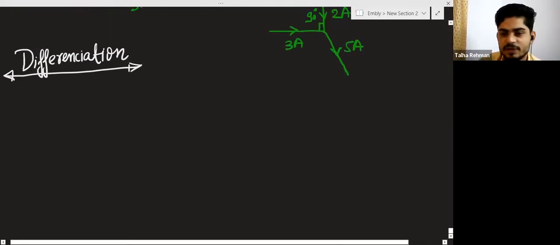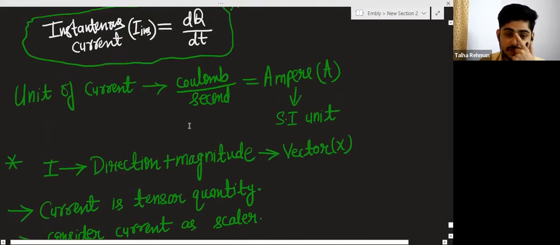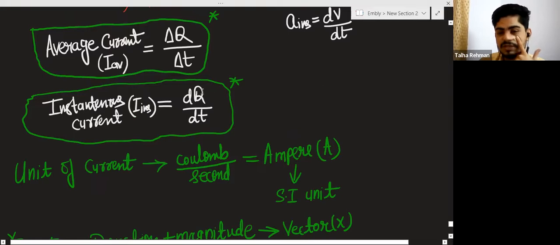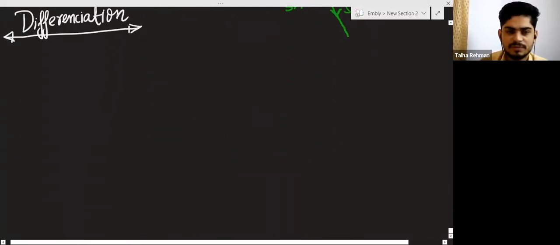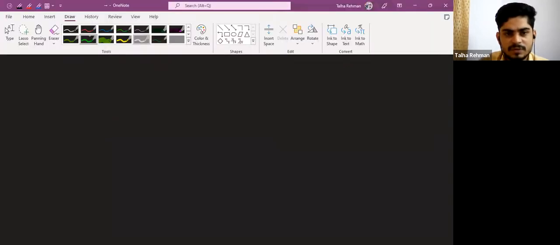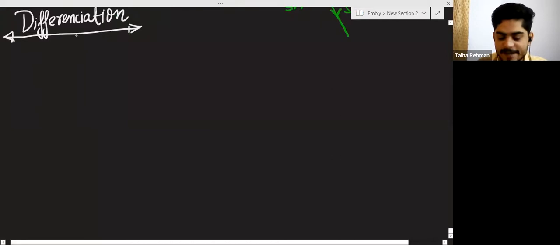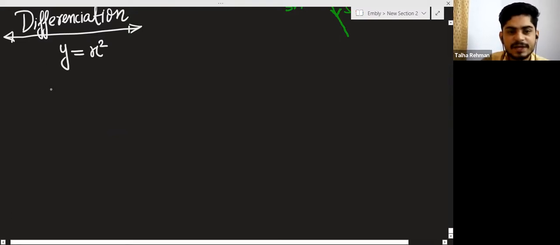But you should have the basic idea of differentiation, because for solving questions based on instantaneous current, we will need simple differentiation. We are not going in depth. So this is the topic now, and I am giving a brief idea about differentiation. See here, suppose y is equal to x square, and I am saying differentiate y with respect to x.